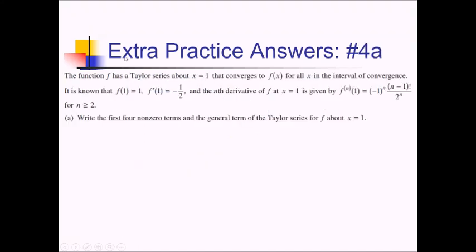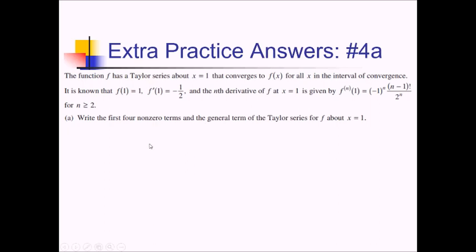For this function, we have a function f with a Taylor series that converges to f of x for all x in the interval of convergence. We know that f of 1 is 1, f prime of 1 is negative 1/2, and then the nth derivative at x equals 1 is this crazy expression for all values of n of 2 or greater. So they gave us kind of the first two crucial values for f for free, and we're going to have to earn the rest of them. So based off of all this, our first task is to write the first 4 non-zero terms and general term of our Taylor series about x equals 1.